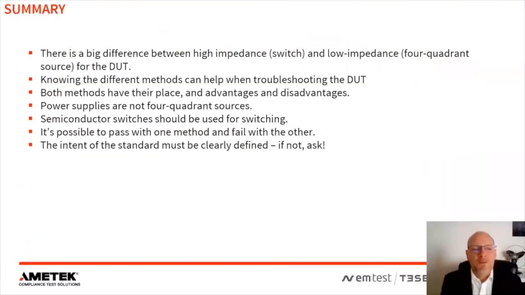So let's talk about what we've learned so far. There's a big difference between a high impedance switch and a low impedance DC source to the DUT. It gives dramatically different results. Really, knowing the difference can help when troubleshooting the DUT. We do have cases where people call up the support line and say, hey, my DUT is acting differently when I test it this way than it does when I test it the other way. I hope what you've learned today can help you troubleshoot these kinds of unexpected differences between 2 different test setups.